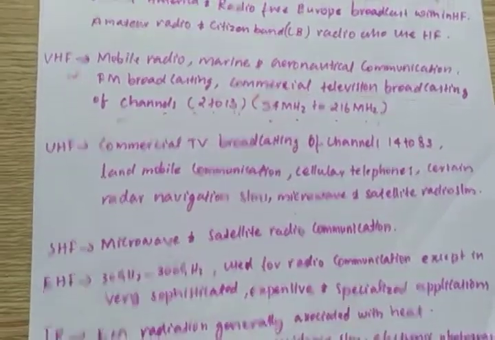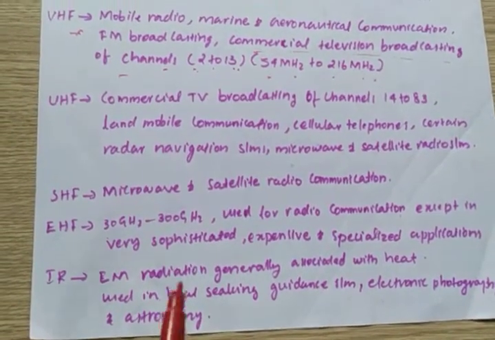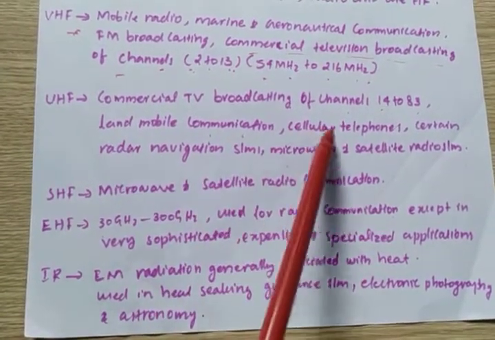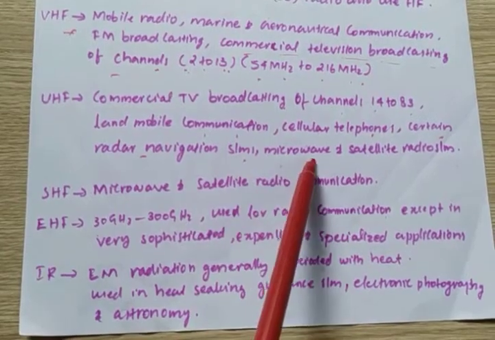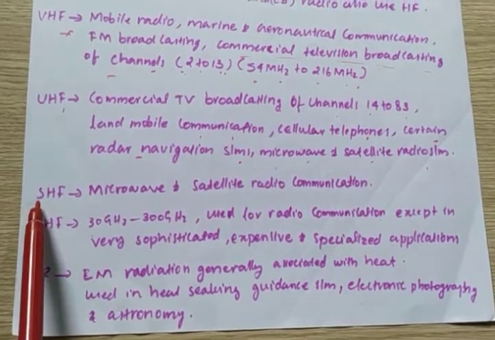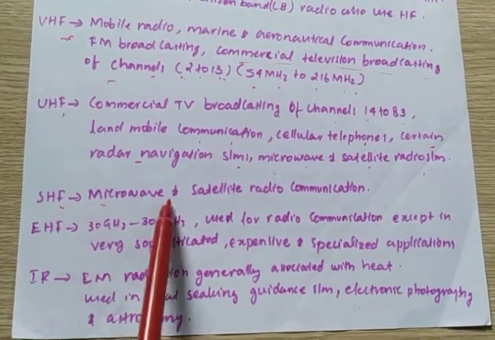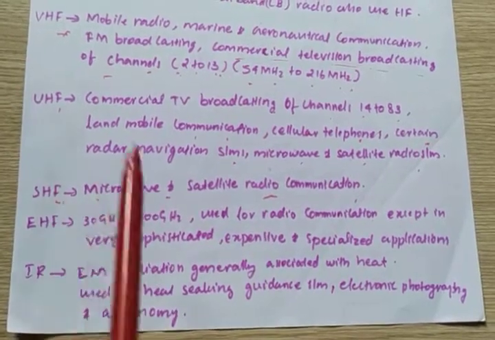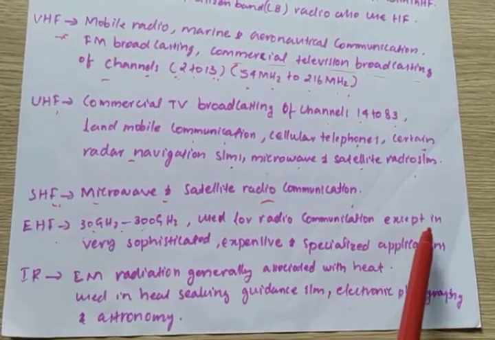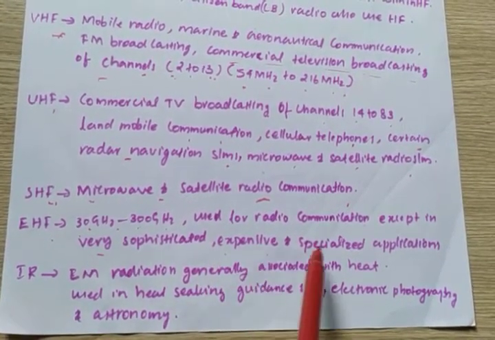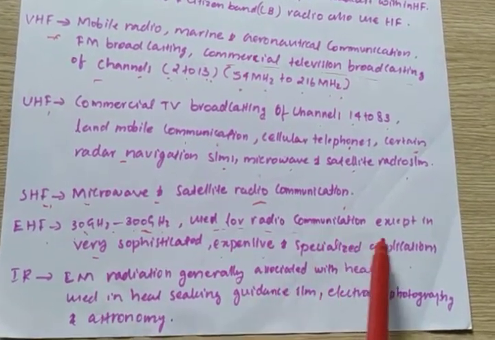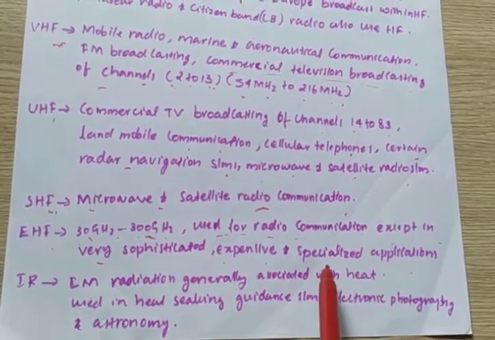Next is UHF. UHF is for commercial TV broadcasting of channels 14 to 83, landline mobile communication, cellular phones, certain radar navigation systems, and microwave satellite radio systems. For those things we use UHF. What is super high frequency? SHF is for microwave and satellite radio communication, very important. Next is EHF, 30 GHz to 300 GHz, normally used for radio communication except in very sophisticated, expensive and specialized applications.